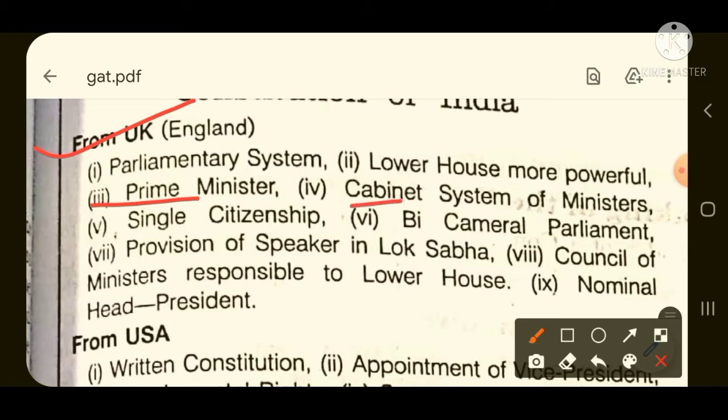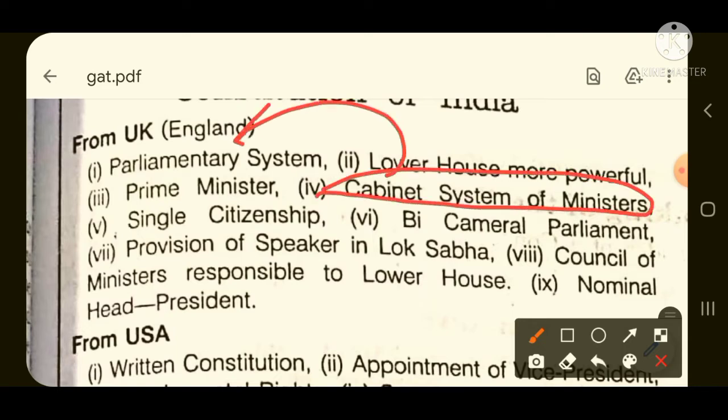And the cabinet system of ministers. Cabinet system of ministers means, as you would have studied in lower classes in polity, we have a defense minister, finance minister, road and transport minister, textile minister, and different ministries are created. These kinds of ministries we have again borrowed from the UK. In the UK also there are separate ministries for different branches.